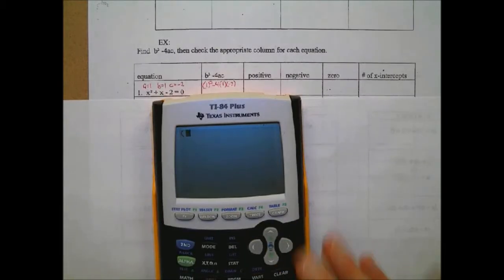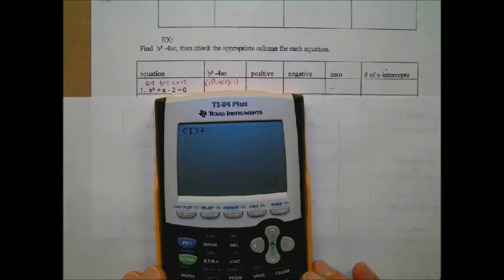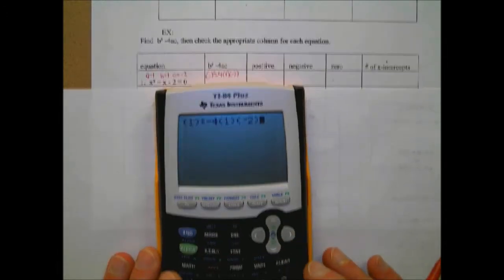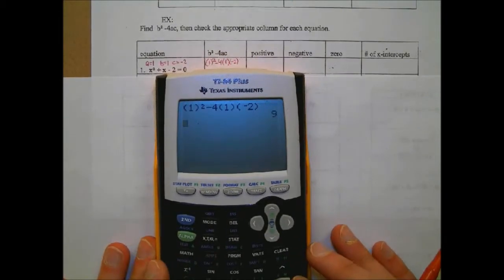I'm going to type this in my calculator. Please use parentheses when you're squaring something. Minus 4 times 1 times negative 2. I'm literally just typing in with all the parentheses and stuff like that. Hit enter. I get 9.